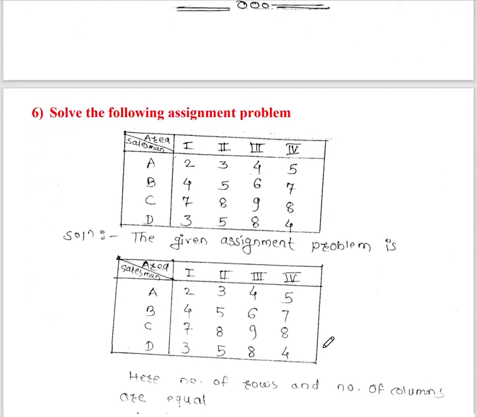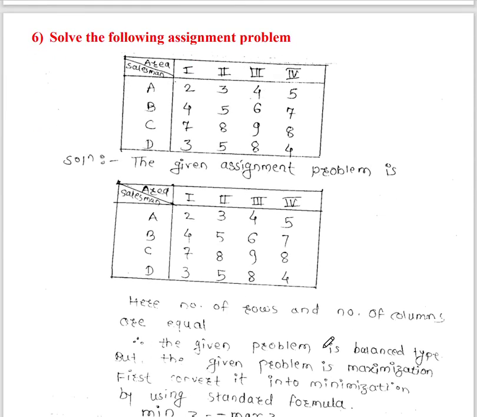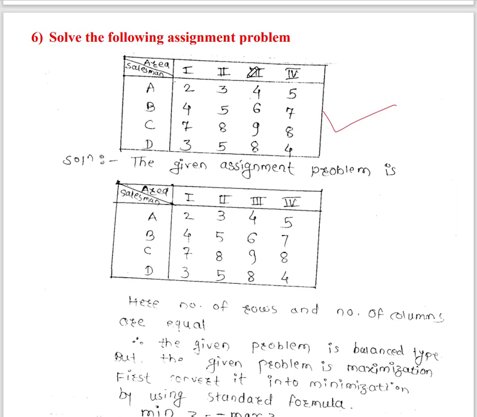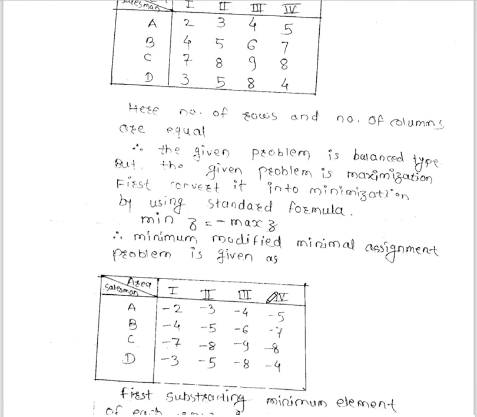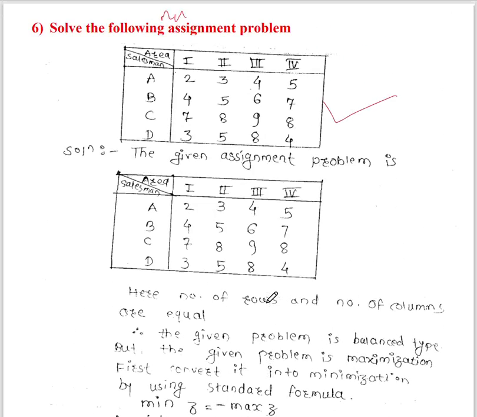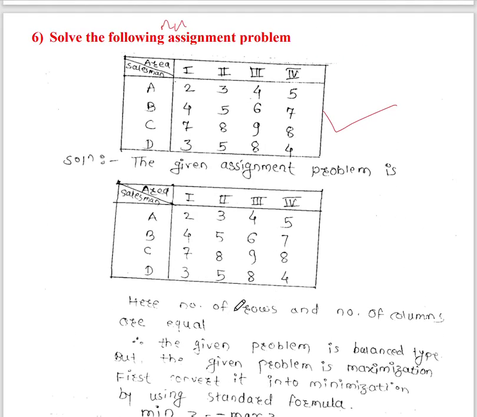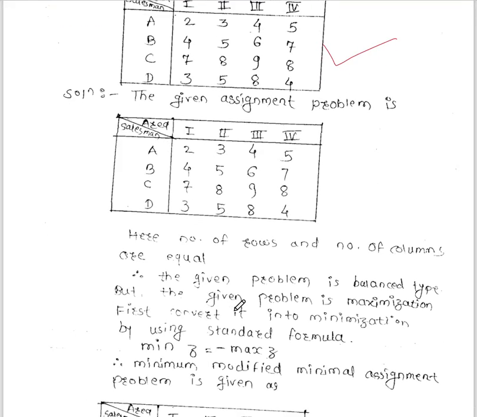Okay, so the next problem is: solve the following assignment problem. This problem is the same as the above problem. Okay, so this is the maximum type of problem. Solve the following maximum assignment problem. So you have to solve this problem, and I will give it to you as homework. You can see how this problem is solved step by step.